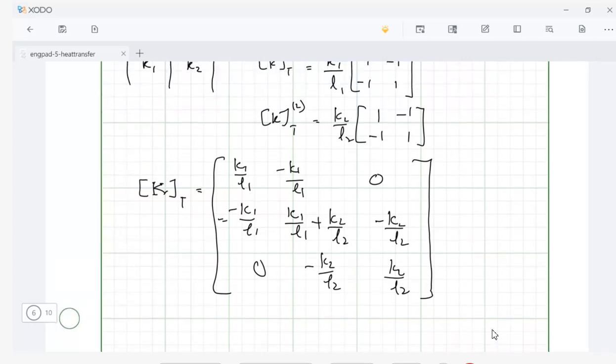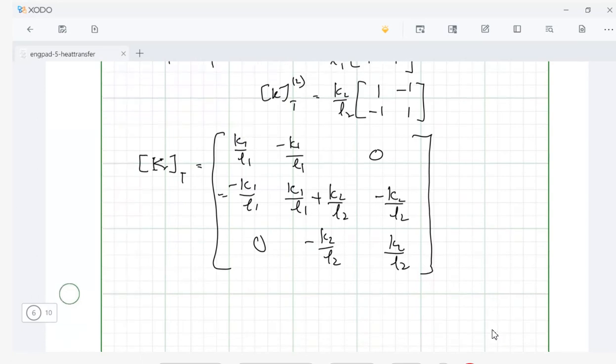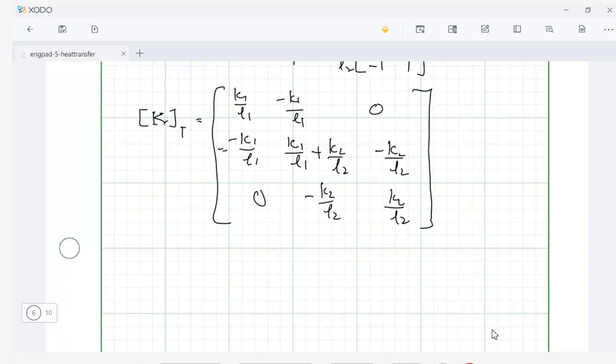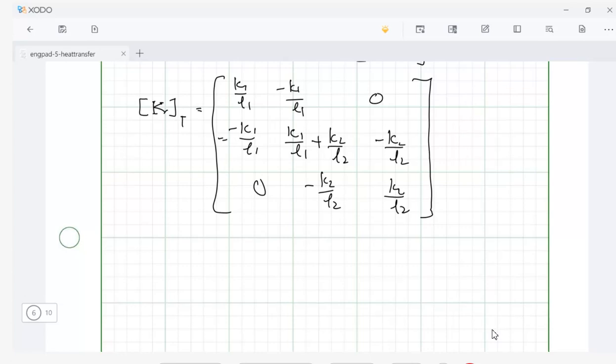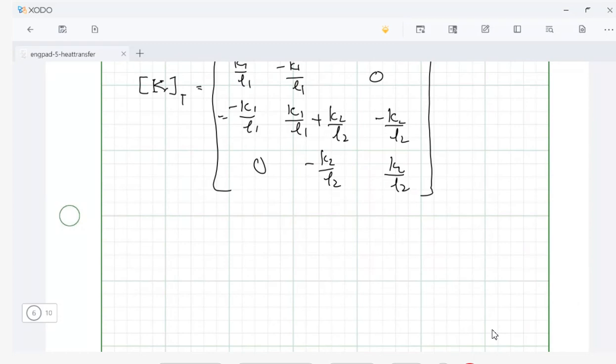All right, so take note that my diagonal is positive. If you get a negative in your diagonal, then recalculate. Something is not right. Okay, because the requirement is that your diagonal of K must always be positive. All right, so that's for the global conductivity matrix, and let's look at the heat rate.